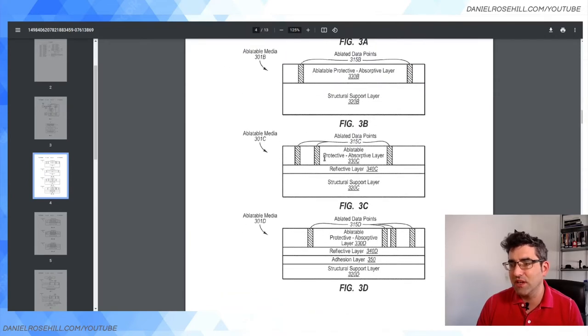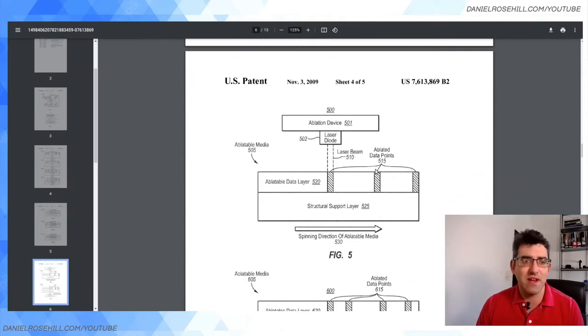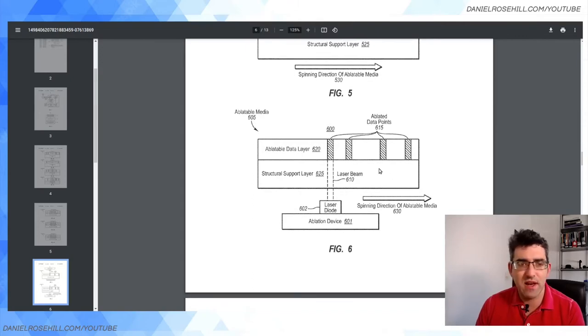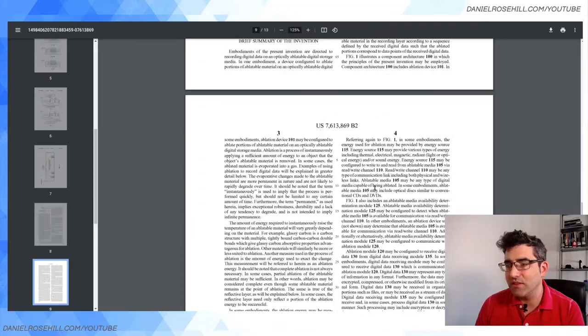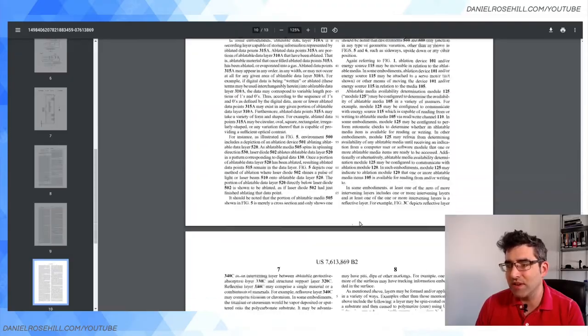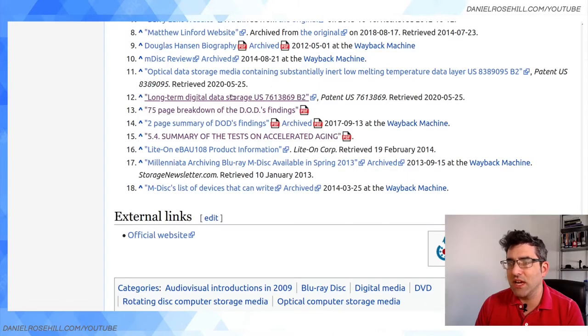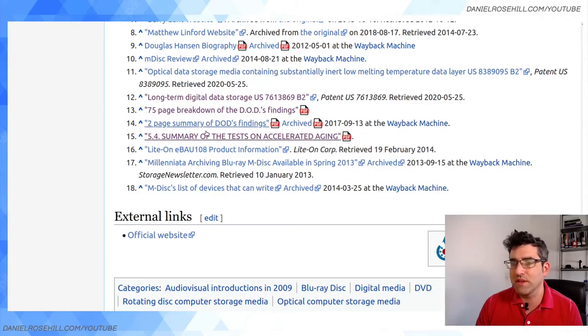You can see sort of the details of it. Again, I'm not at that level. I'm just a sort of tech fanatic. But if you really, really know this stuff, storage media, you can read the patent as well and find out everything about what's actually there. So then there's also a 75-page breakdown of the DoD's findings. There was a 2-page summary that unfortunately is dead. It's supposed to be on the M-Disc website, but it's not working.